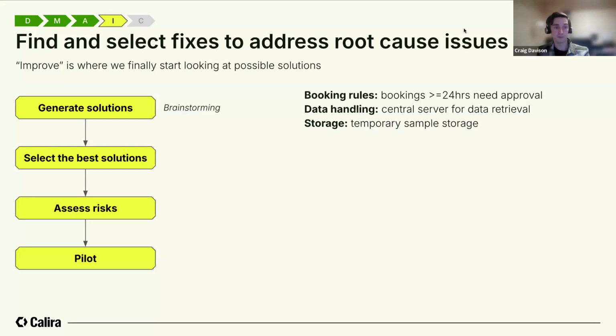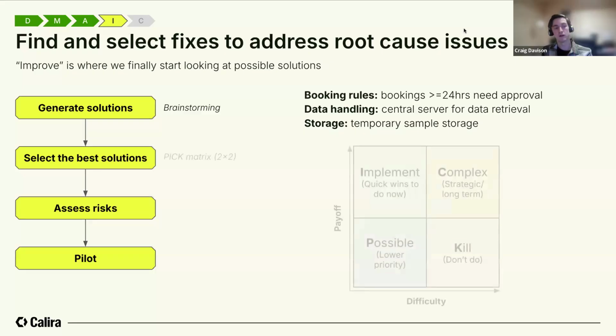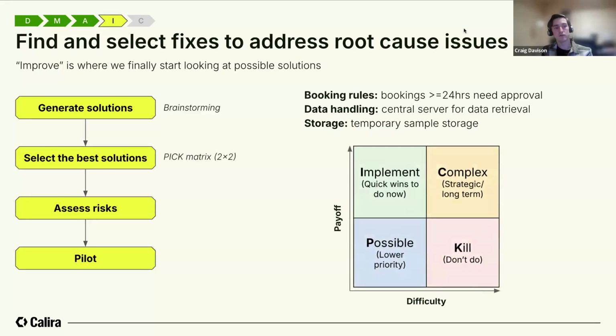procedural, like booking rules, approval thresholds, clearer ownership. Some are more technical, like better data access, integrations, or visibility. Some are operational, like changes to maintenance scheduling, training, behavior, or sample handling in the case with the HPLCs. You want to then map the solutions you come up with and brainstorm onto this diagram. So hopefully it's fairly obvious that these three solutions are all complementary and all fall into the top left quadrant.